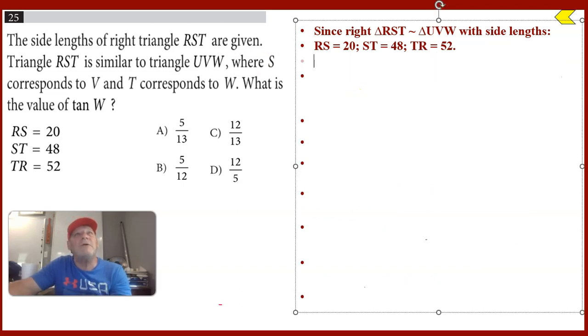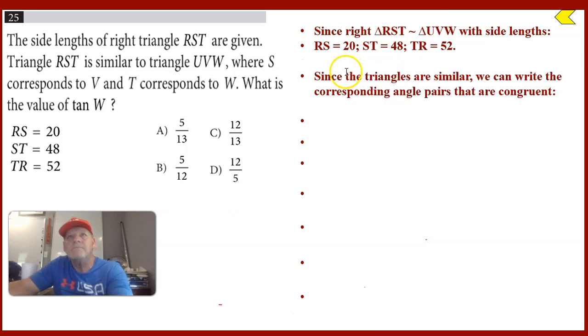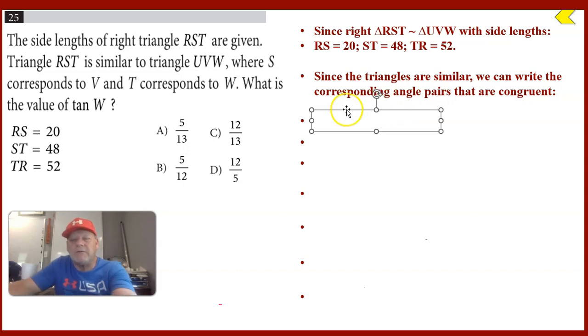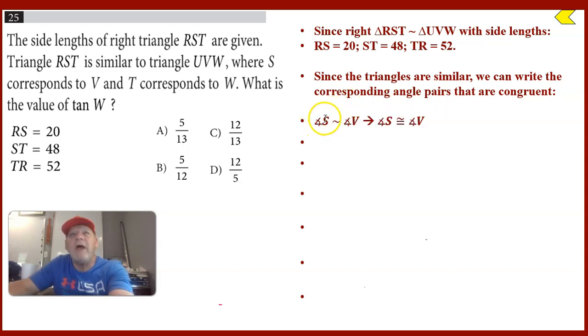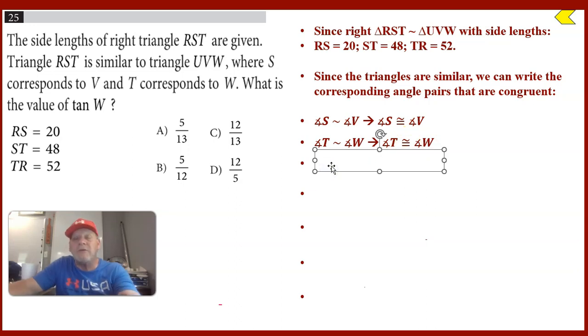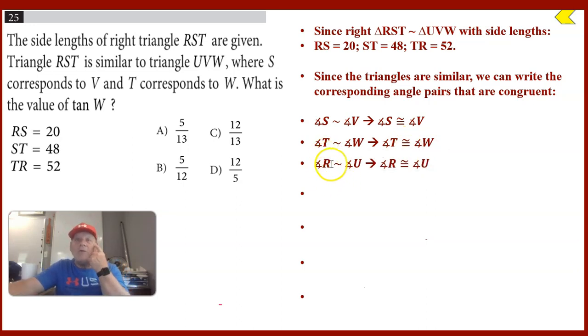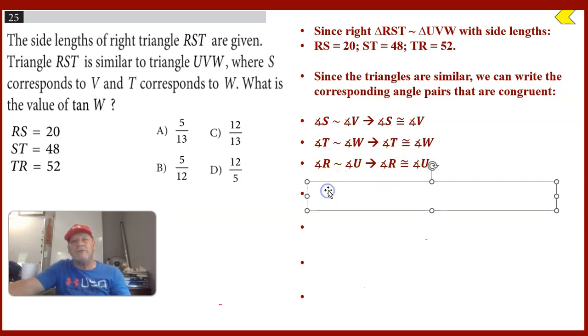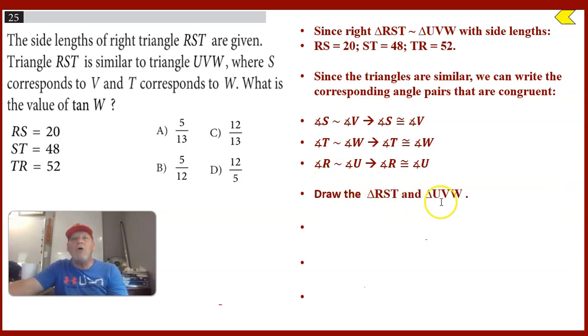Since the triangles are similar, we can write the corresponding angle pairs that are congruent. So I can say angle S corresponds to angle V, which means that angle S and angle V are congruent. That means they're the same size. And then angle T and angle W are similar. That's what that little tilde means when you're talking about angles, which means angle T is congruent to angle W, which means they're the same size, they have the same measure. And angles R and angle U correspond, and that means R is congruent to U as far as the angles go.